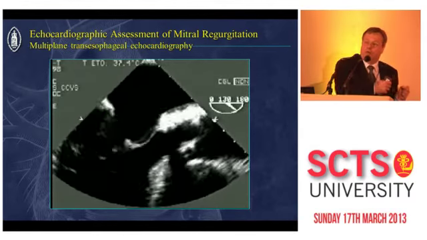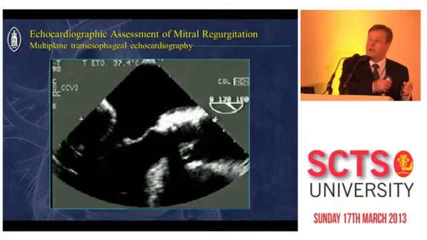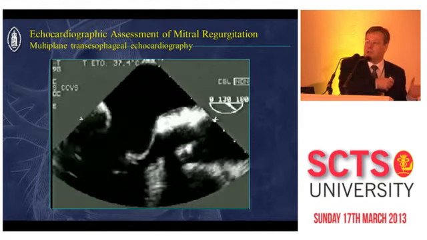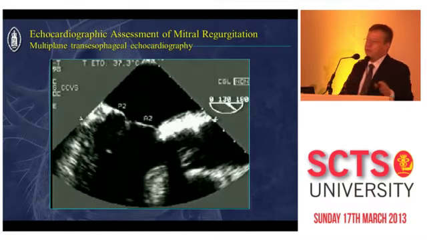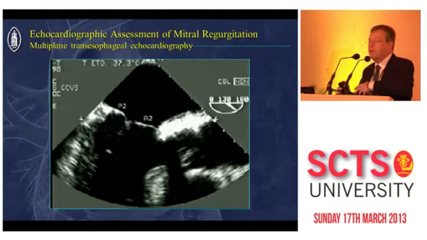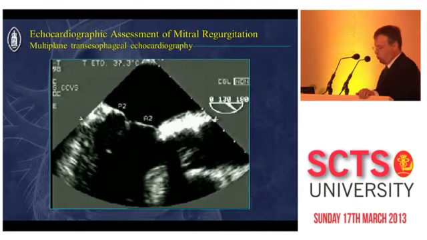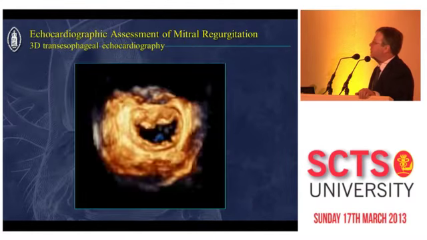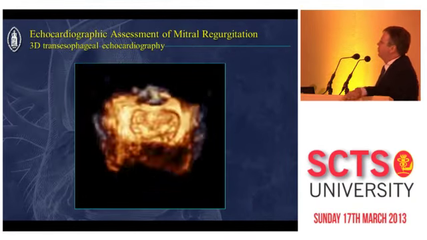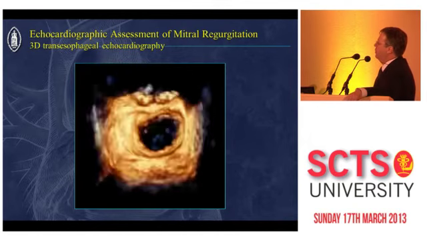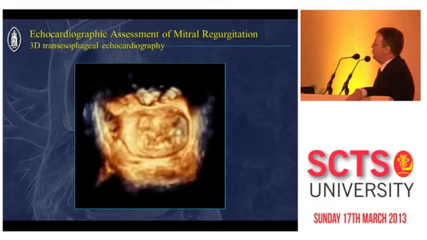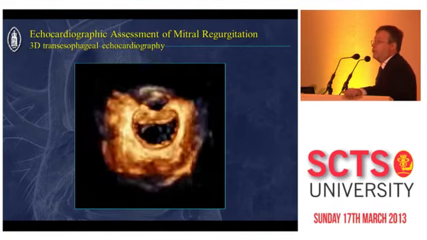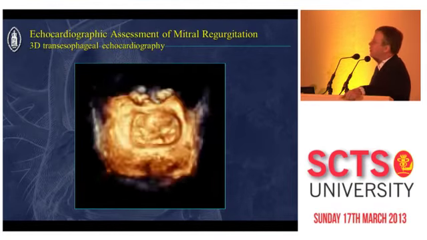But if you move your probe counterclockwise, you will move to the anterior commissure, and if you do so clockwise, you will move to the posterior commissure, so you can have a sweeping through the valve from one commissure to the other and see all the segments. I think that the major improvement in echocardiography is now in 3D echo. And now you have the surgical view, but moving. So that's a major advantage, and you can see a lot of detail.